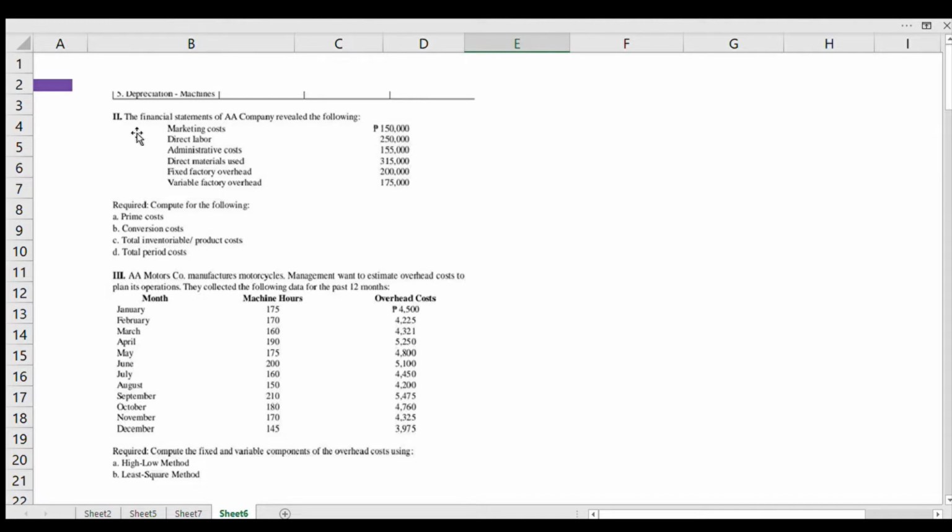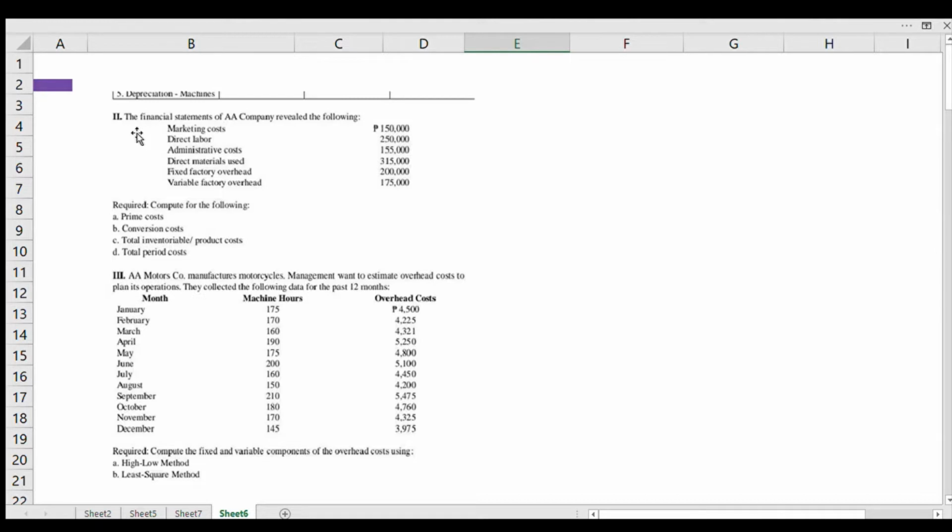The financial statements of AA company reveal the following: marketing cost 150,000, direct labor 250,000, administrative cost 155,000, and direct materials used 315,000. Also, we have fixed and variable factory overhead with 200,000 and 175,000 respectively. The requirement here is that we have to compute for the following: the prime cost, conversion cost, total inventoriable product cost, and total period costs.